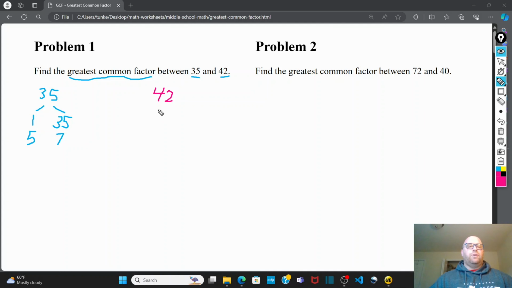All right, so 42 is divisible by 1. 1 times 42 will give you 42. It also ends in an even number, so it's divisible by 2. 2 times 21 will give me 42. If I add 4 and 2, I get 6. 6 is divisible by 3, so this is divisible by 3.